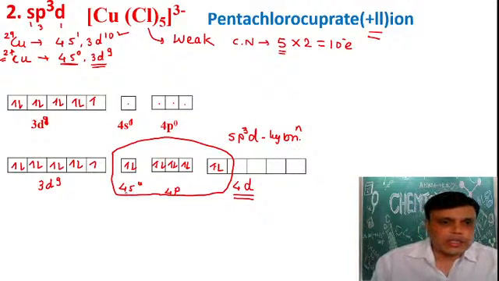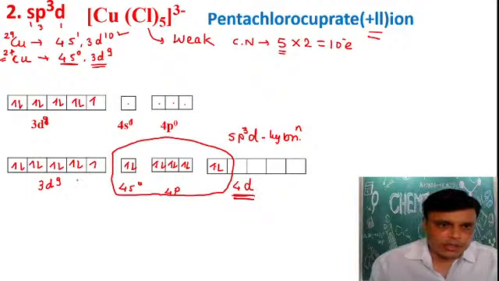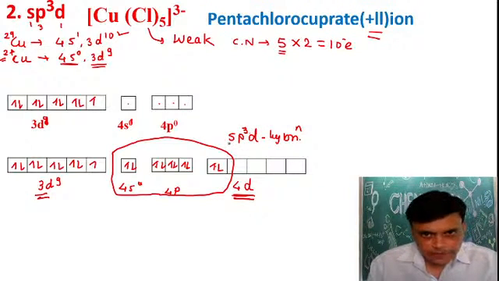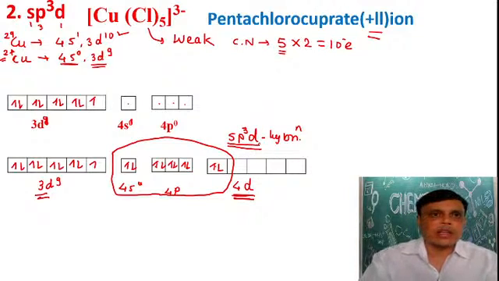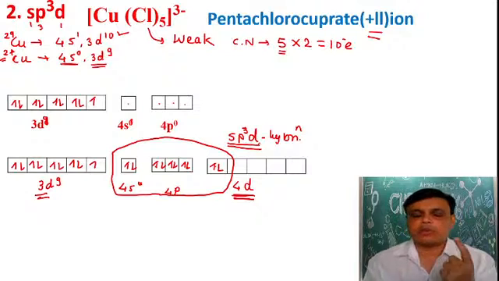Okay, 1s that is 4s, 3p that is 4p, and 1d orbital that is from the 4d energy level. Please remember in this case the d orbital involved is not from the 3d level, it is from the 4d energy level. So that's why its hybridization is sp3d. Now you got the difference between this dsp3 and sp3d. Did you understand? What is the difference between these two types? First one we have seen, that is dsp3, and this second one is sp3d. Now what is the difference?